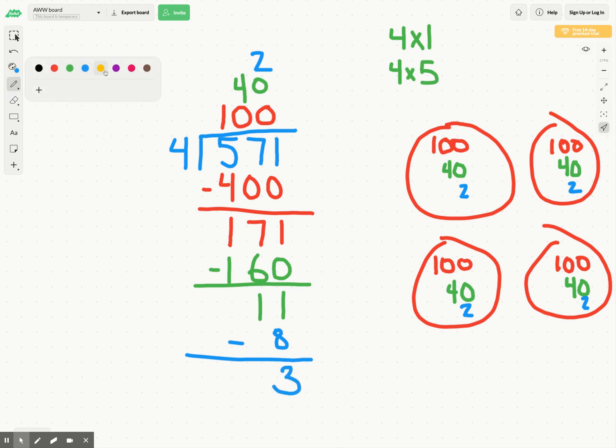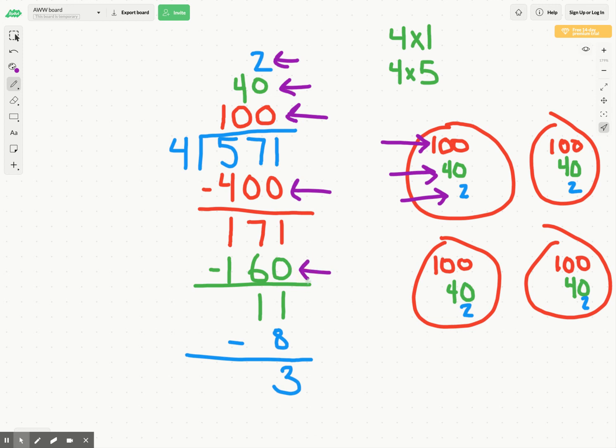And I know it goes back to the why, but it's really talking to the students about this is where that 100 is coming from. This is where that 40 is coming from. This is where that 2 is coming from. So why does this say 400? Because there's 4 circles. Why does this say 160? Because we did 40 4 times. Why is this 8? Because we did 2 4 times. So again, just leaning back to that why.